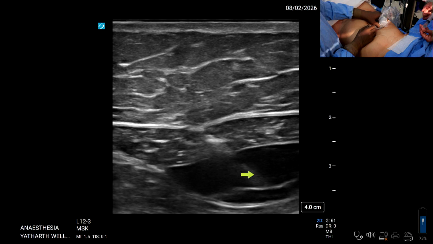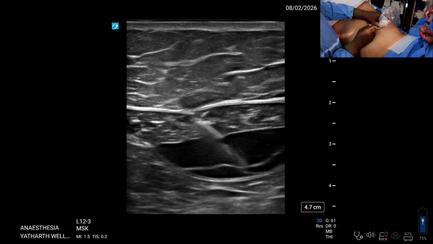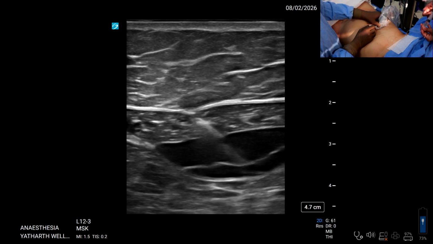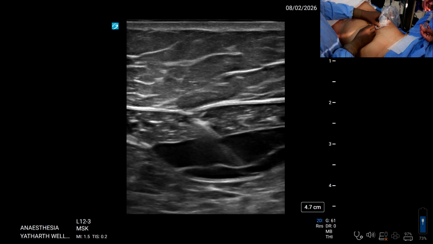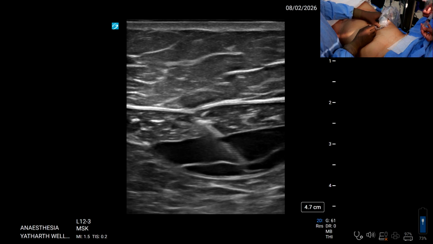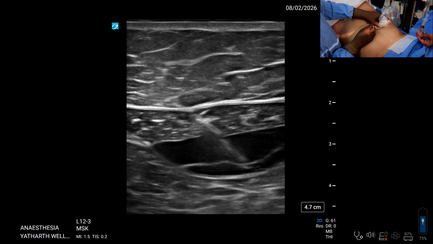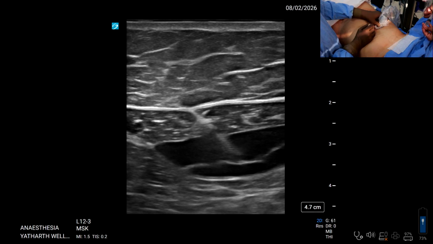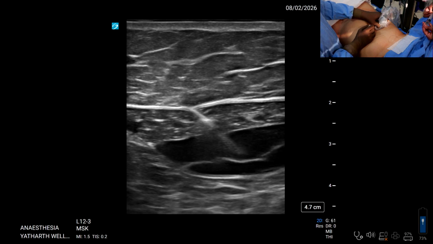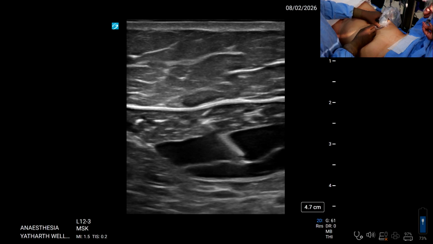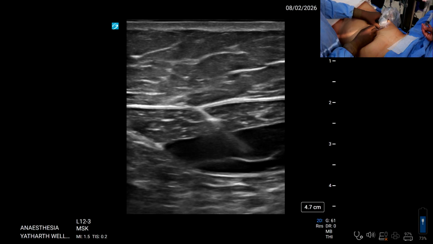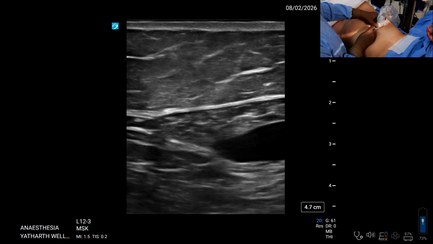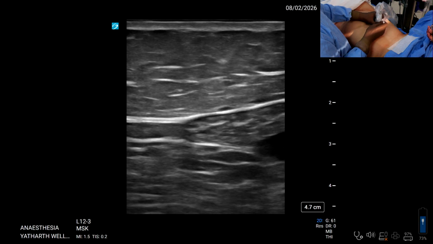Can you increase the depth? So I think we've gone one layer much more ahead. I think you need to withdraw because. No, I'm there. Yeah. Sometimes there are multiple layers of the sheath and it gets separated. So we have injected 15 ml of LA, and I will show in the long axis also.